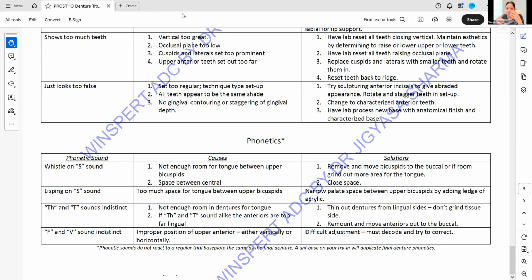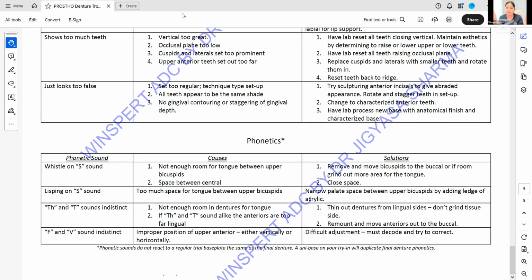Now the lisp comes when the tongue slips through the area. Again, it's the bicuspid situation, but when there is too much space. So whistling happens with too little space for the tongue in the bicuspid area in the upper, and lisp happens when the tongue slips, because there would be too much space in the premolar.